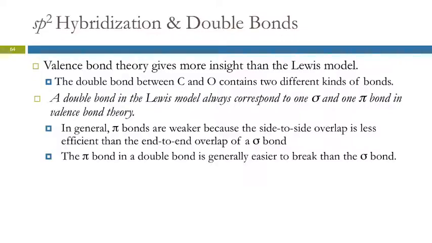Pi bonds are usually weaker. If you think about it, they overlap, and there's kind of a strain in their overlap. They can't overlap as well as the end-to-end with the sigma bond. And we observe that the pi bond is easier to break than the sigma bond. And this stuff is going to be important in Chem too.